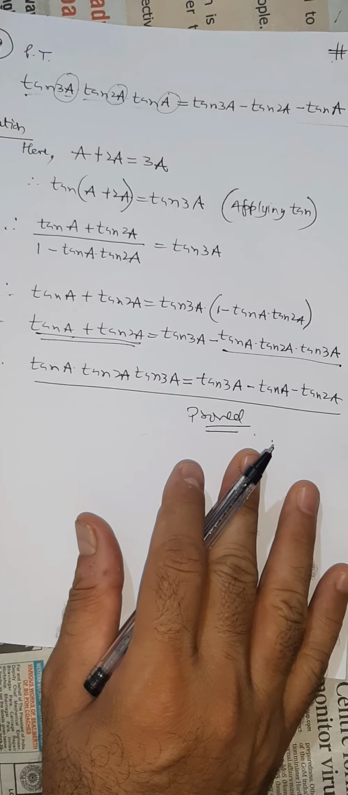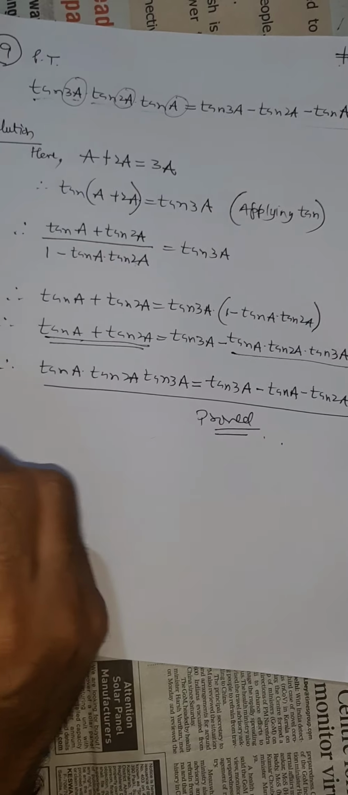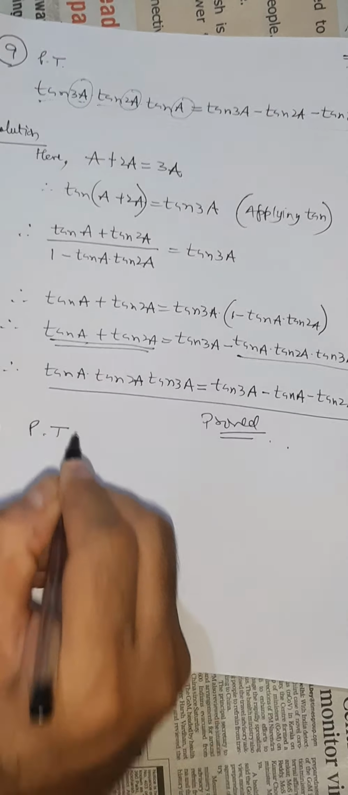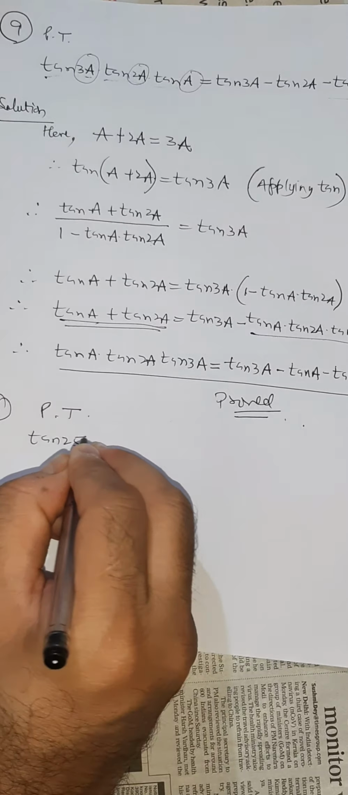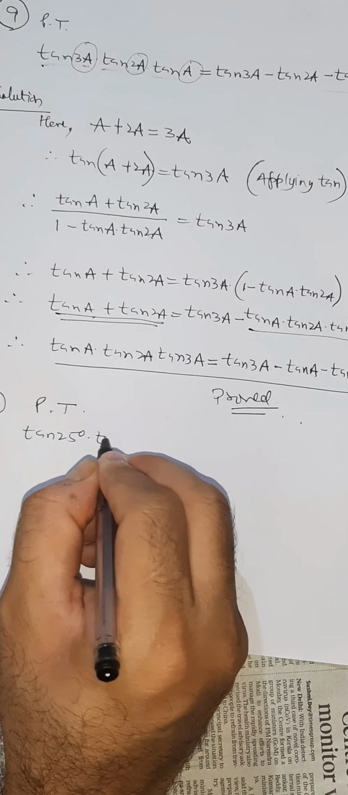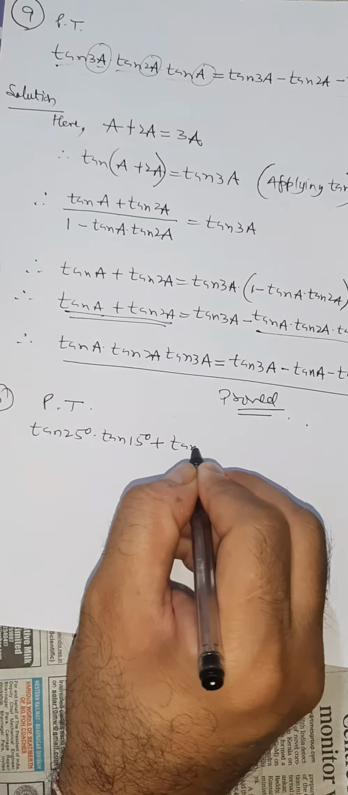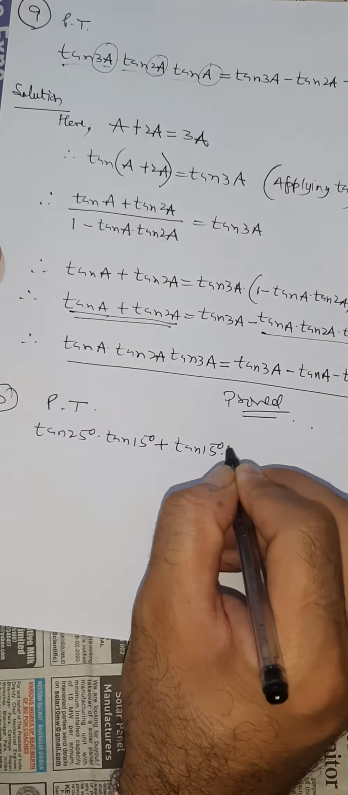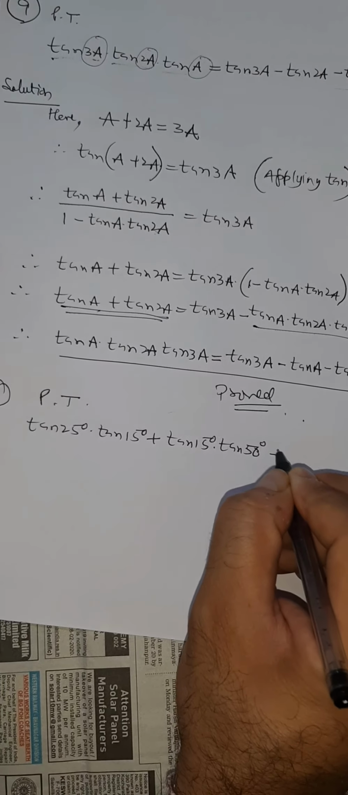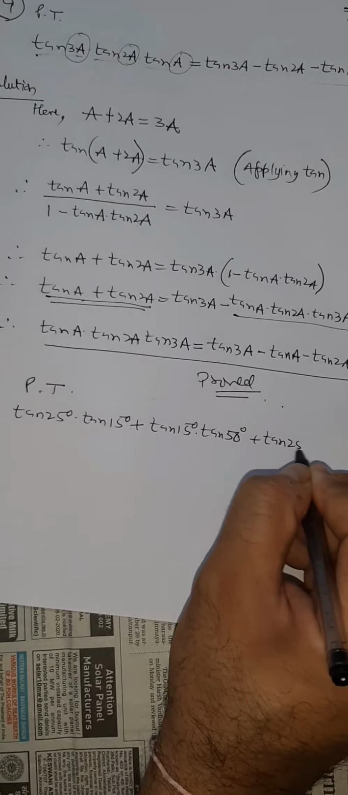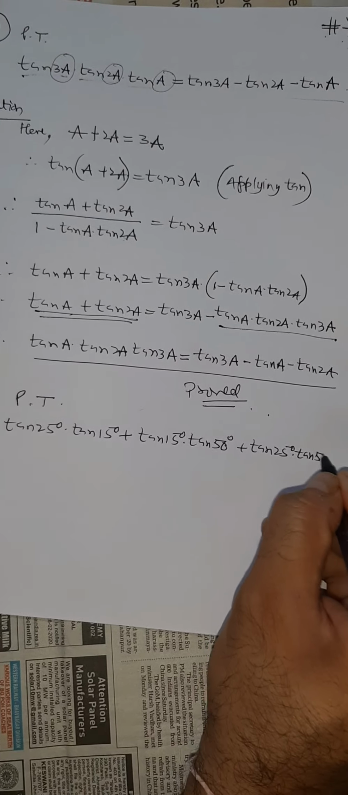The next question, try yourselves. 10th question, prove that tan 25 degree into tan 15 degree plus tan 15 degree into tan 50 degree plus tan 25 degree into tan 50 degree equals to 1.